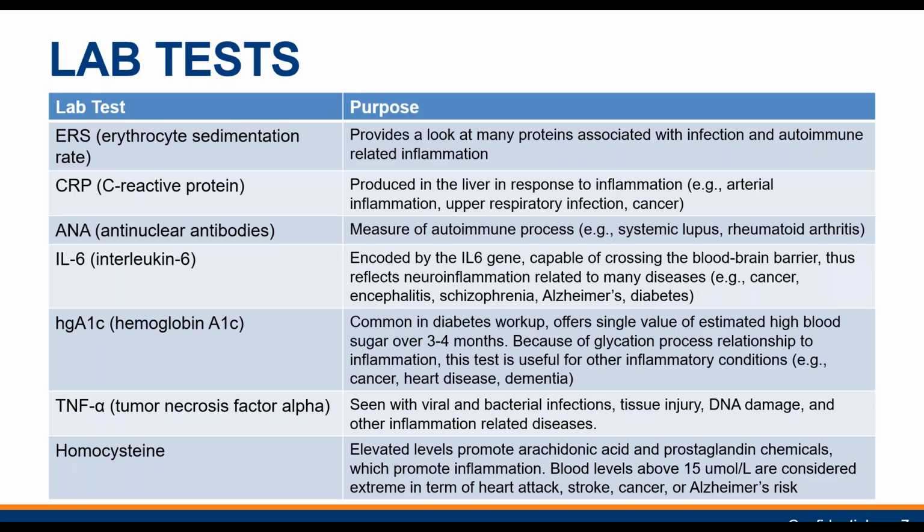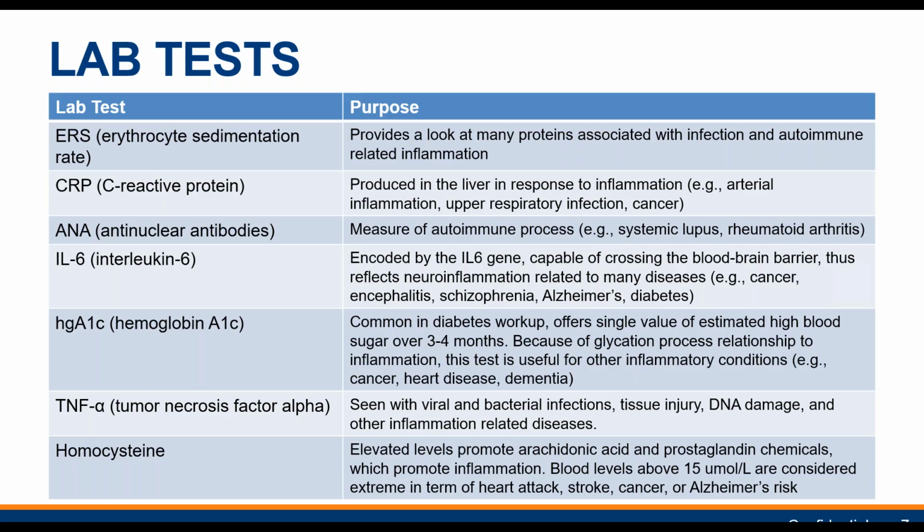So looking at the erythrocyte sedimentation rate, C-reactive protein, antinuclear antibodies, interleukin-6, hemoglobin A1C, all of that good stuff is going to be really important in your autoimmune workup or neuroinflammation workup, just to get a little bit more insight into what neuroinflammation cascade is actually happening. Of course, these lab tests aren't actually going to tell you where in the brain the neuroinflammation is occurring, and that's a really important piece to know in order to understand the disease etiology.